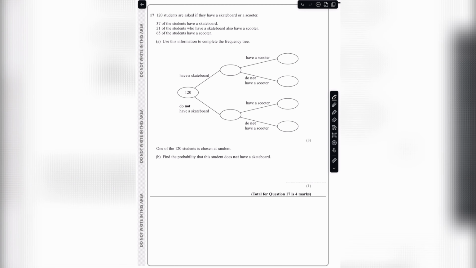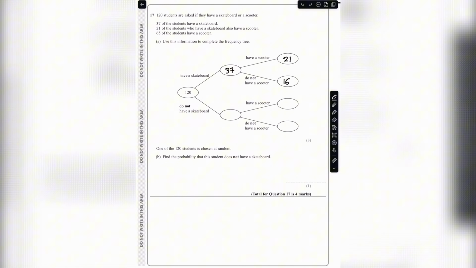So the first thing we know is that 37 of the students have a skateboard. So I'm going to put 37 in the first circle at the top. And 21 of the students who have a skateboard also have a scooter, so we can put 21 in the next circle at the top. So to determine the number of students who have a skateboard and do not have a scooter, we can subtract 21 from 37, and that gives us a value of 16.